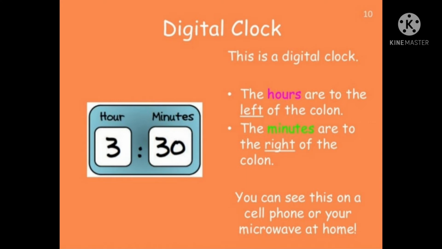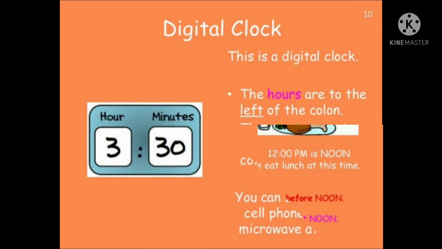You can see this on a cell phone or your microwave at home. An example of this digital clock is your microwave oven at your home or your mobile phone, where we are able to see the time printed, just printed on the screen. We don't have to calculate, we just have to see the time, and by seeing we will be able to know what the time is by the watch.